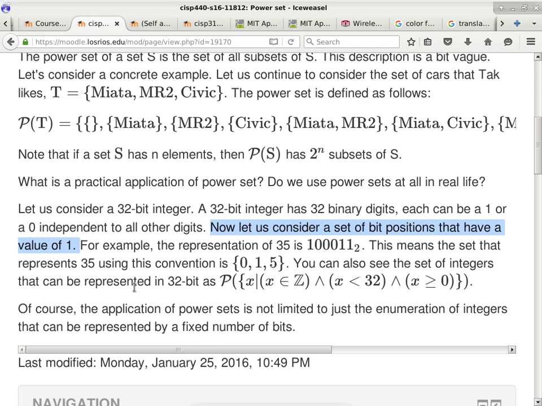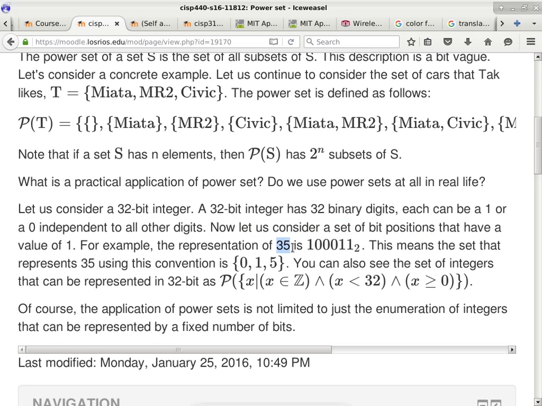Instead of giving you a particular value, I'm going to give you a set of bit positions. With a 32-bit number, the bit positions can go from 0 to 31. I'm going to give you a set of bit positions corresponding to 1s. All of these bits have a value of 1 and everything else has a value of 0. That's how I'm going to define an integer in this case. I'll give you one example.